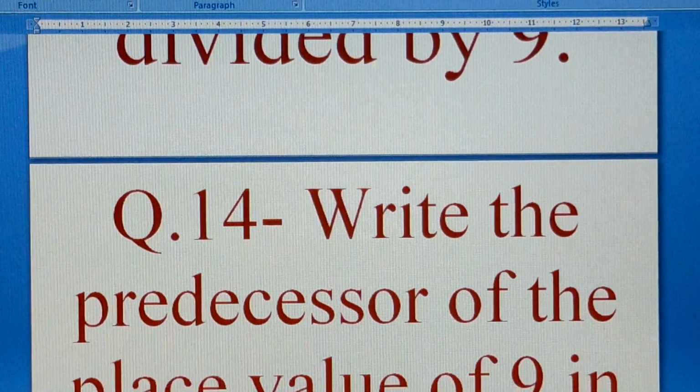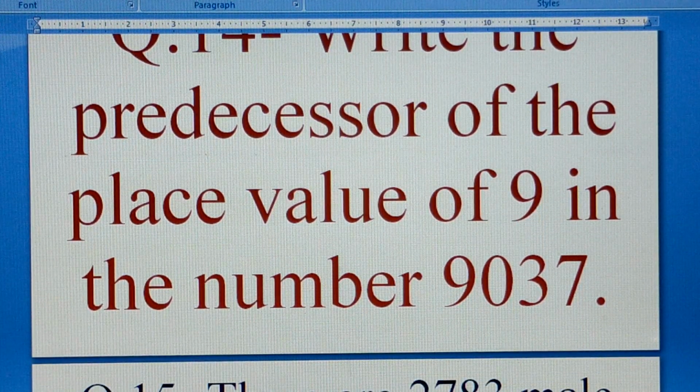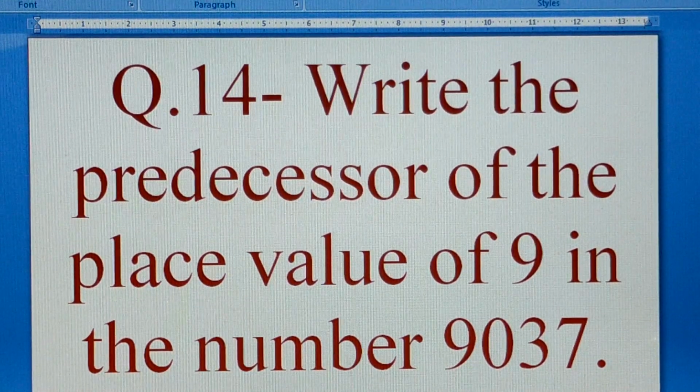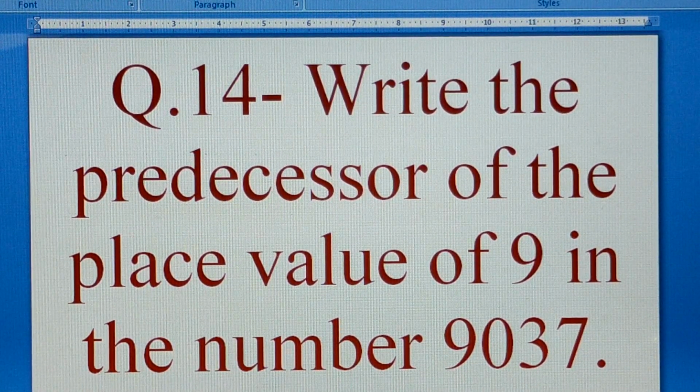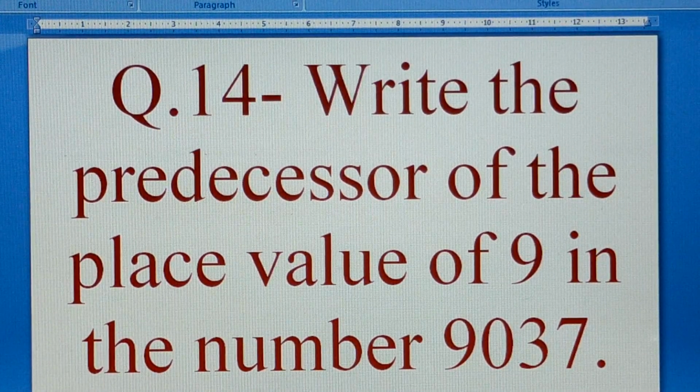Question number 14. Write the predecessor of the place value of 9. First of all, you have to find the place value of 9 in the number 9037. Place value of 9 is 9000, and then you have to find its predecessor. Predecessor means minus 1.